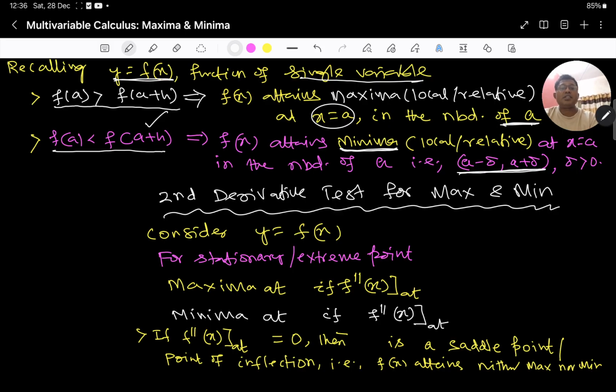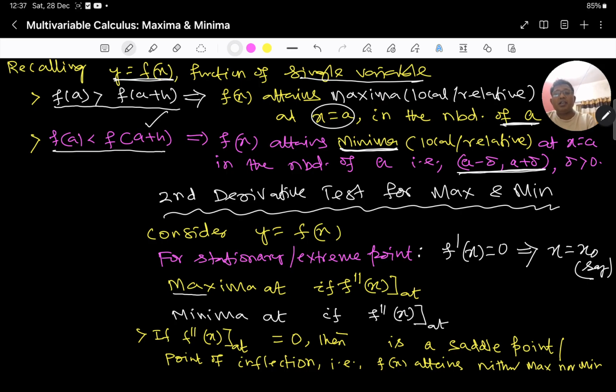And how to test the maxima and minima? We have the first derivative test and second derivative test. Here I will just recall the second derivative test. You are given a function y is equal to f(x). For a stationary point or extreme point, what you have to do? First derivative is equal to 0, f dash x is equal to 0. If you simplify it, you will get some x is equal to x0.